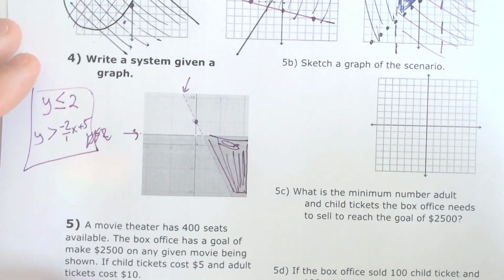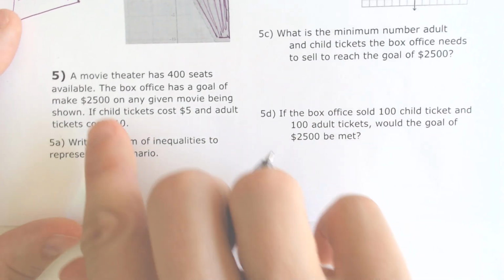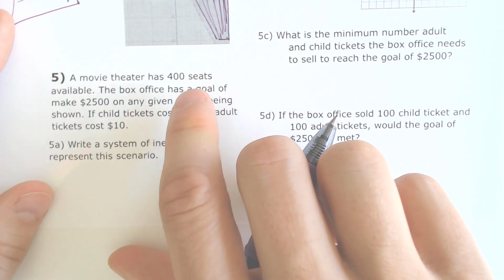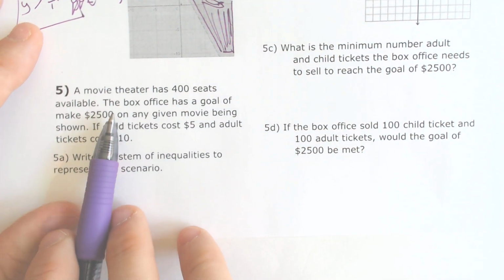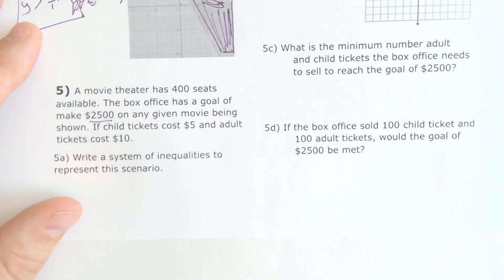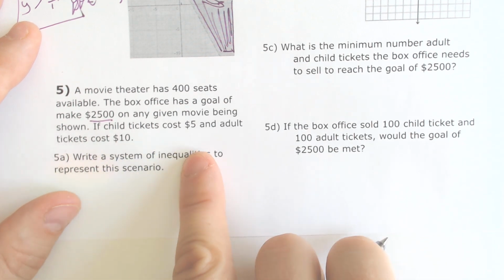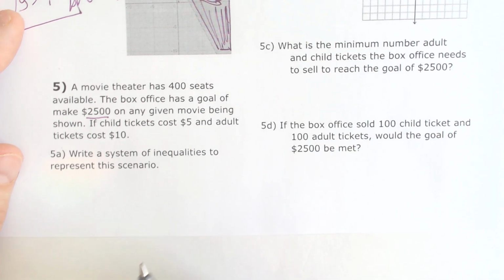Okay? Now we got a word problem for you. We got a movie theater. It has approximately 400 seats. I was guessing. It might have more, might have less. But this particular movie theater has 400 seats. The box office has a goal of making $2,500 on any given movie being shown at this movie theater. Okay? So a child ticket costs $5, an adult ticket costs $10. I picked two numbers that were roughly about the same.